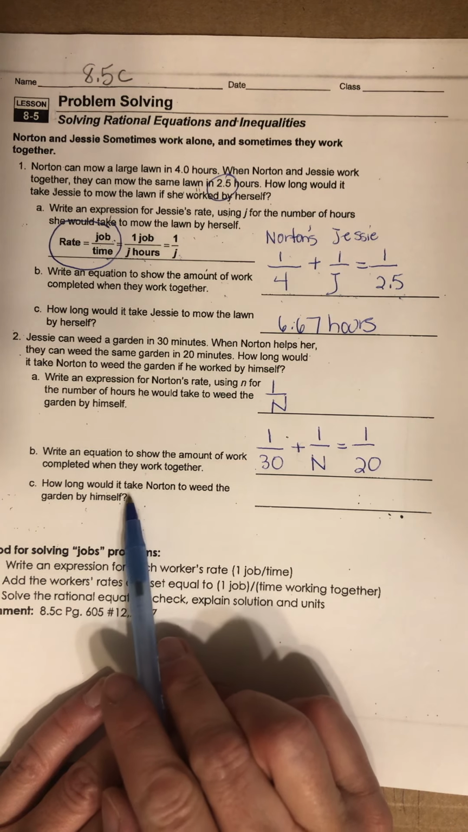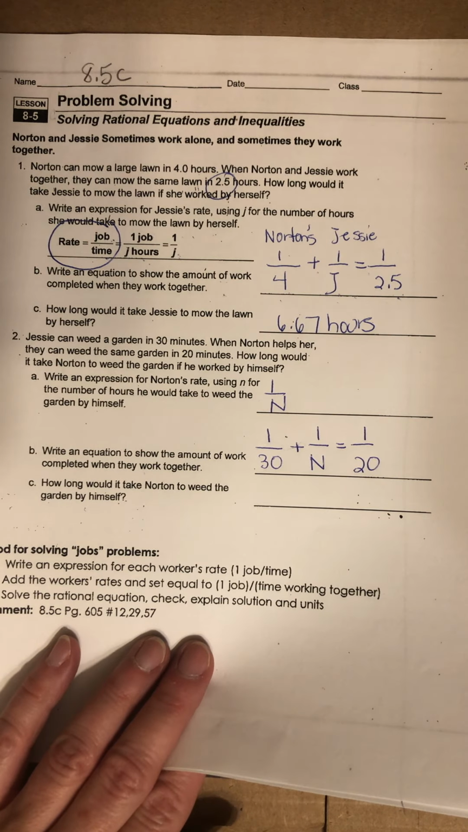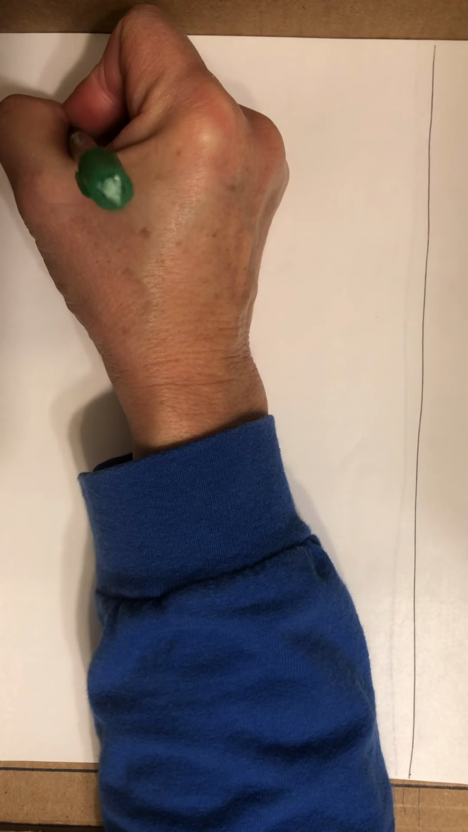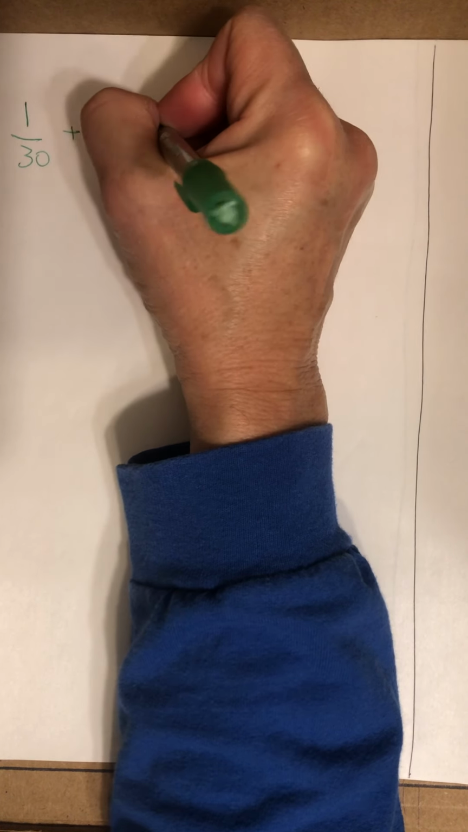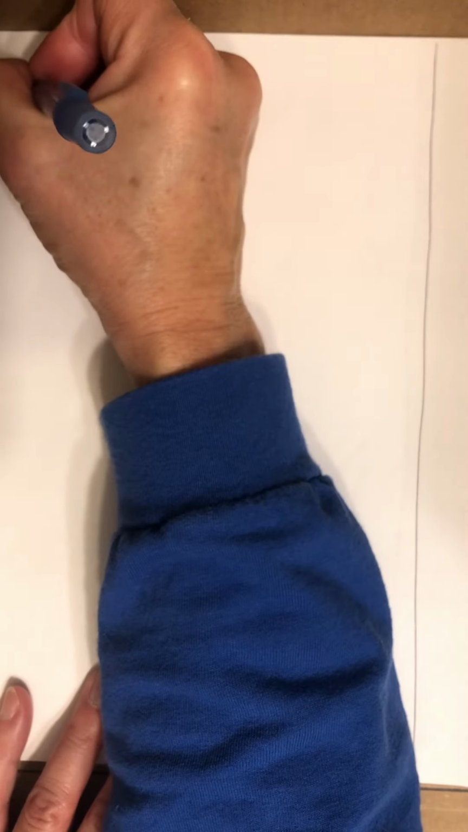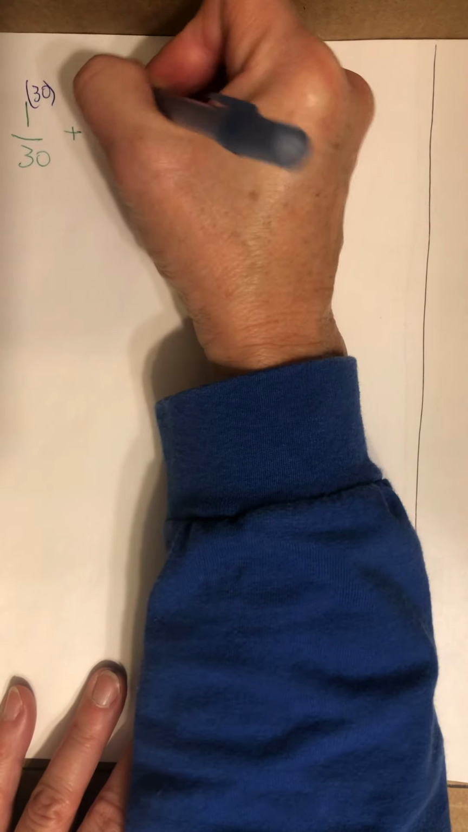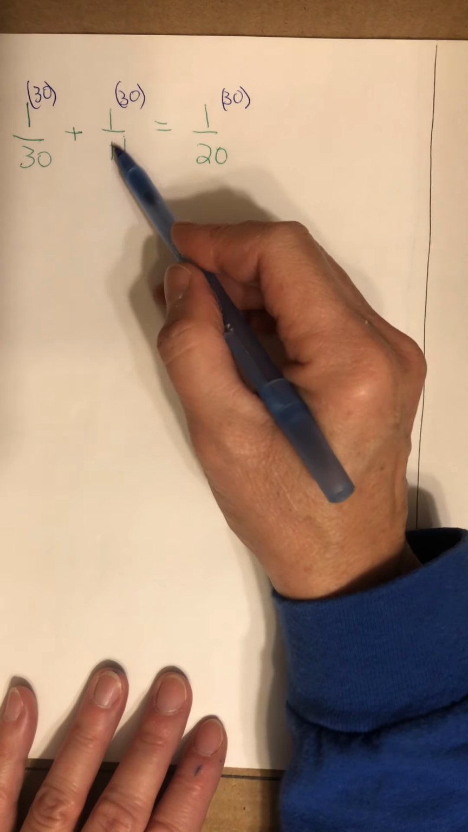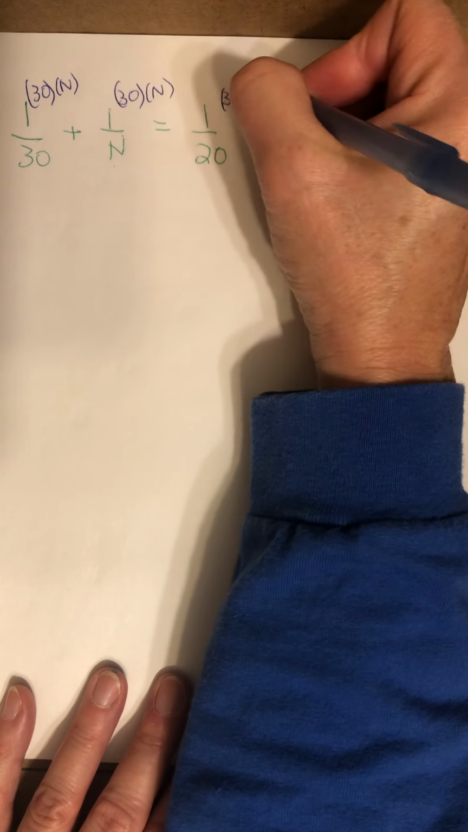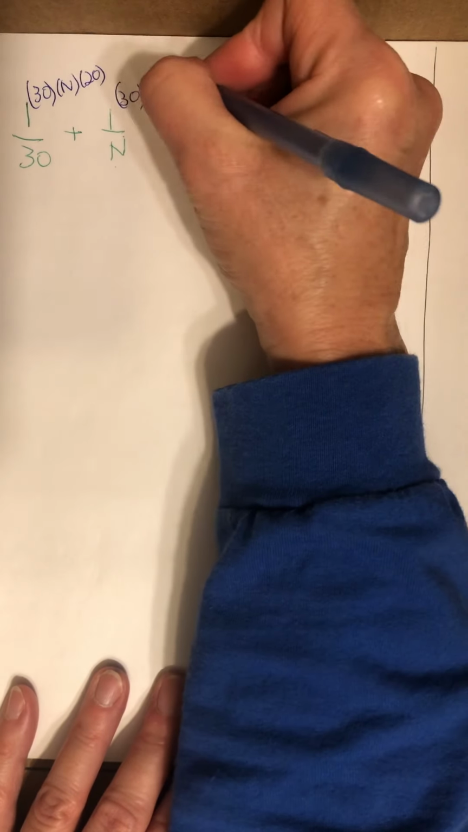And C, they want to know how long would it take Norton to weed the garden by himself, right? So let's go ahead and write that equation and find out how long it would take Norton. There we go. To get rid of the first denominator, we'll go through and multiply everything by 30. I'll use parentheses again. To get rid of the divided by n in the second denominator, I'll multiply everything by n. And last denominator, to get rid of dividing by 20, let's multiply by 20.